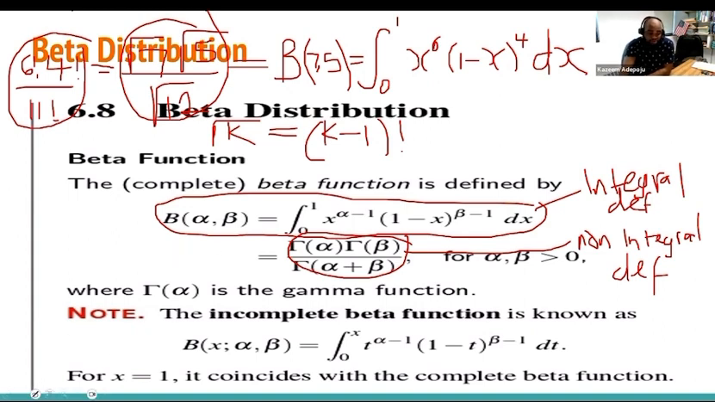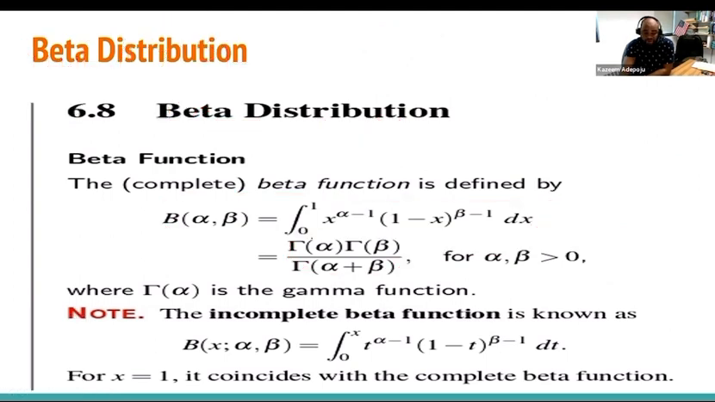And of course, in the beta function, we still talk about gamma alpha, gamma beta, gamma alpha plus beta. I need you to take note of that. The next thing we want to talk about now is a way to have the incomplete beta function.